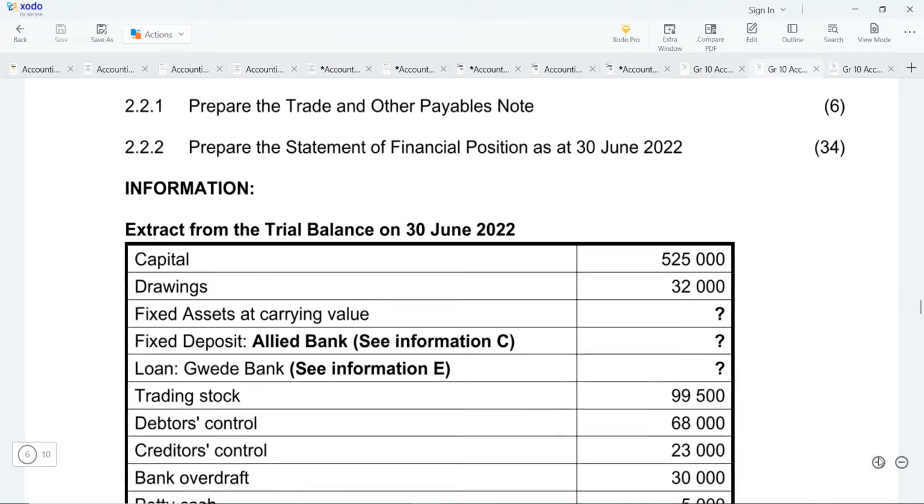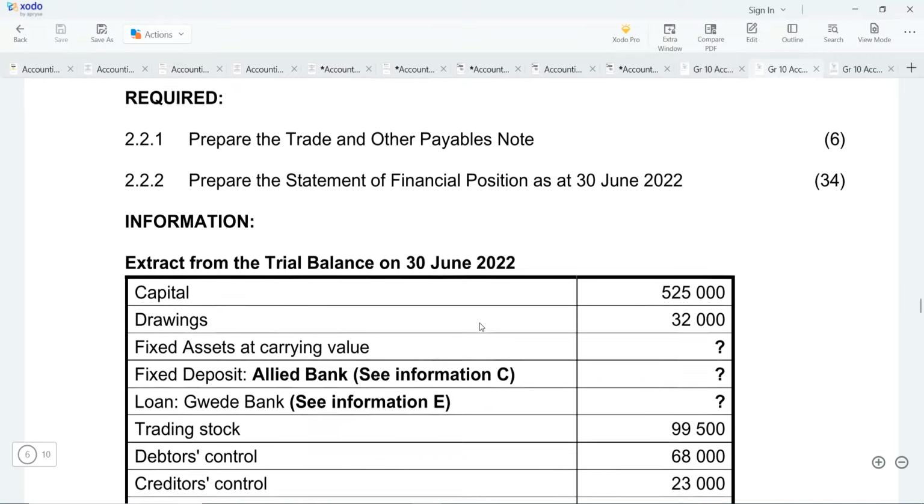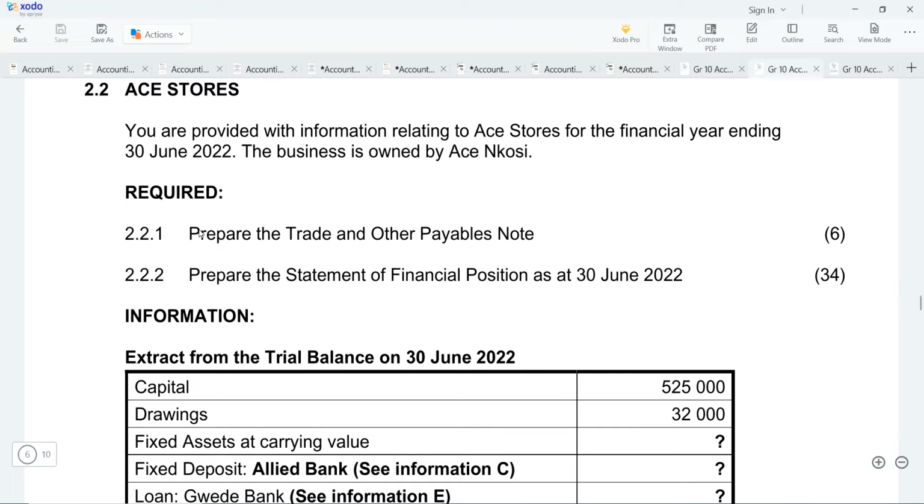Chauke. For this session, we're focusing on how to do the trade and other payables note as well as the statement of financial position. You probably know it as the balance sheet. I'm going to try and do it quickly so that this lesson doesn't become too long.